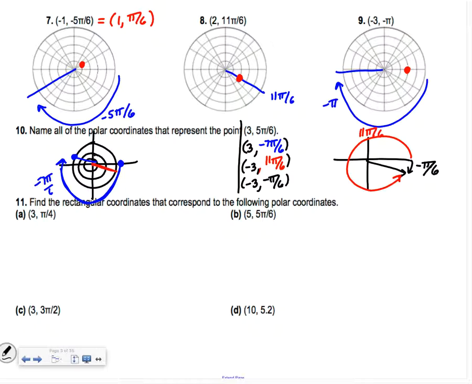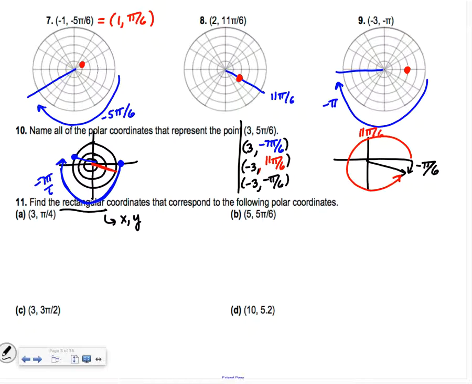All right, so find the rectangular coordinates that correspond to the following polar coordinates. Rectangular coordinates, we talked about that in the last chapter. That means it involves x and y. Okay, so we need to have x and y in our answer. All right, so let's sketch it out.